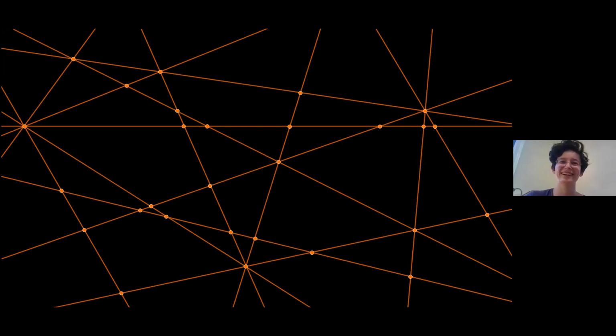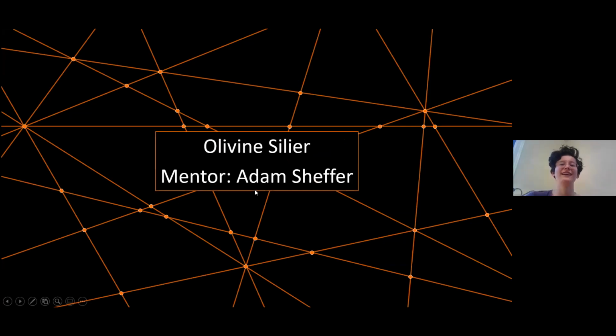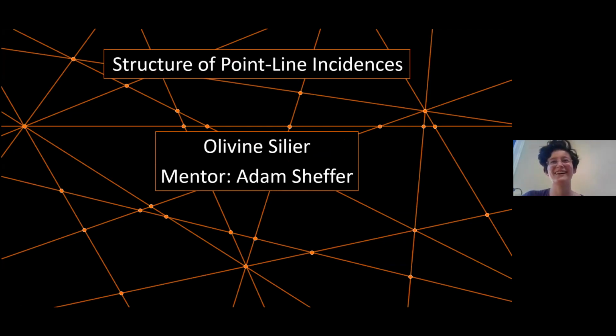As Mel Nathanson mentioned, my name's Olivine Silier, and last summer I worked with my mentor, Prof. Adam Shepard, on structures of point line incidences, or another way of naming this is Szemerédi-Trotter theorem type incidence structures.